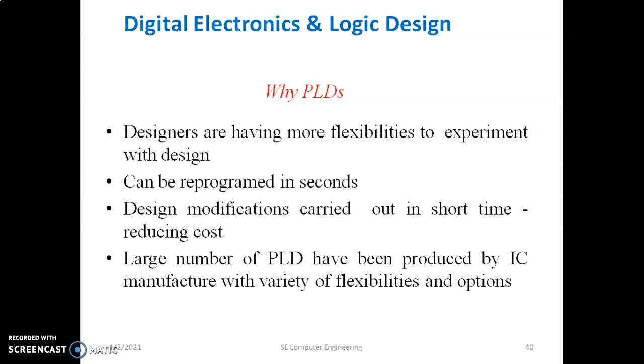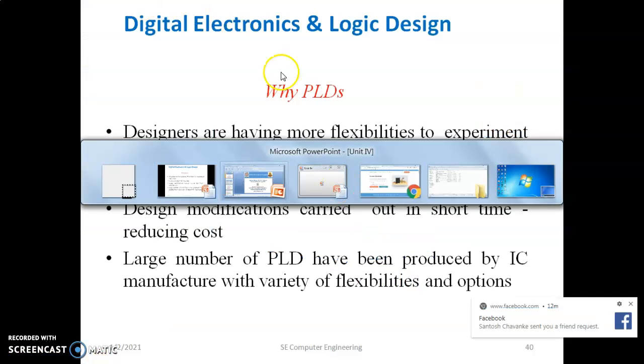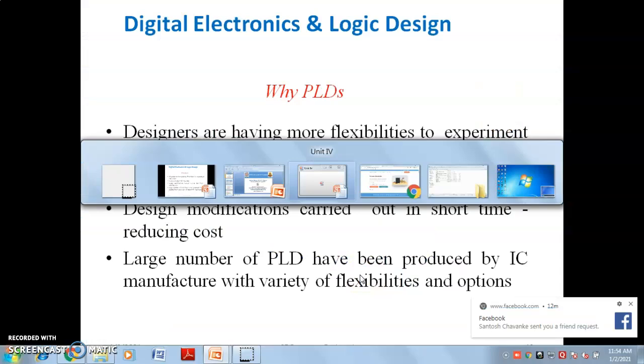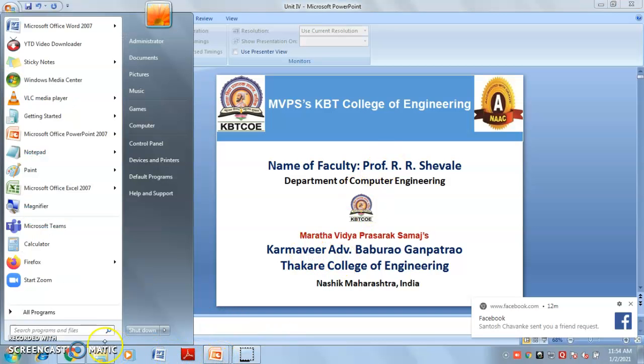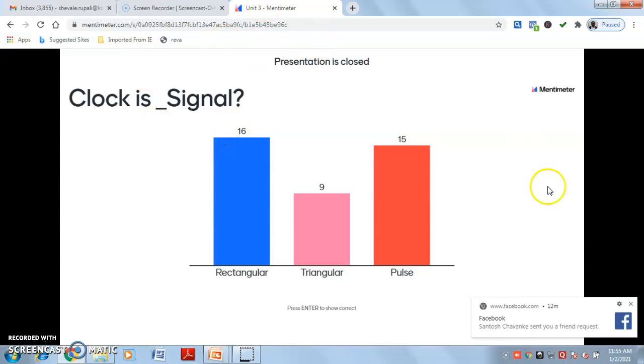Now we'll solve examples on combinational circuits, how we can implement a combinational circuit with the help of PLD. We can use the different AND array or OR array concepts. First of all we will discuss the input buffer and output buffer symbols, and how those buffer symbols can be used when we are designing PLD circuits. We already took the Mentimeter quiz on this topic. This is just an overview of this quiz.